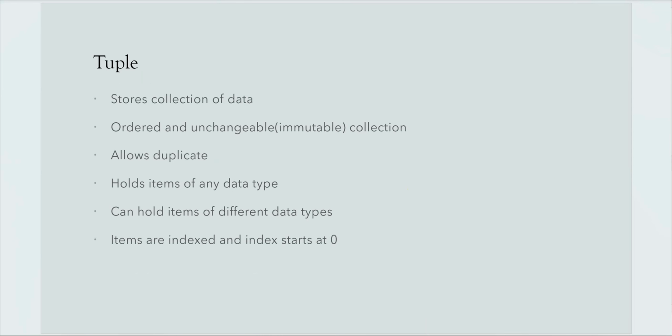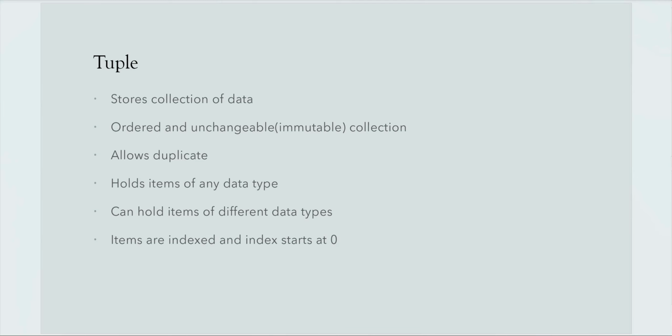So here are the key properties which a tuple can have. It allows us to store a collection of data, and it is an ordered collection, which means that all the items defined in the tuple have some defined order, which we cannot change. At the same time, it is an immutable collection, which means once the tuple is created, we cannot add, remove, or change its items directly. It allows us to add duplicate items. It holds items of any data type, and one tuple can hold items of different data types in one variable.